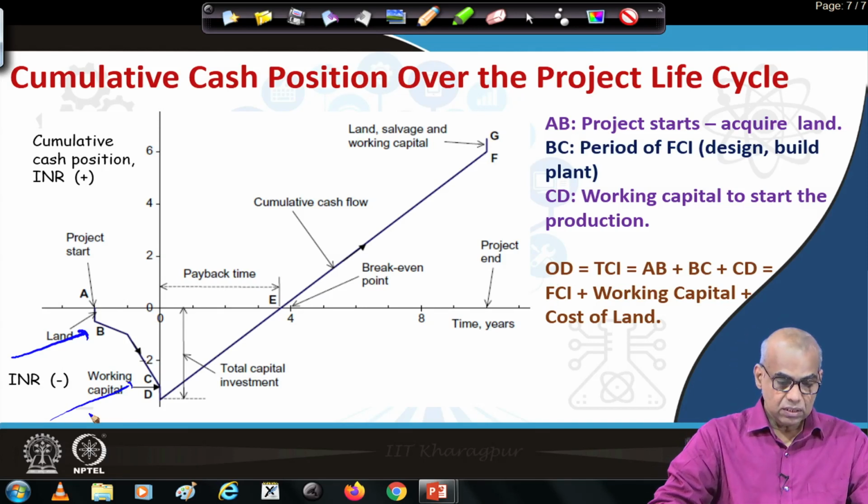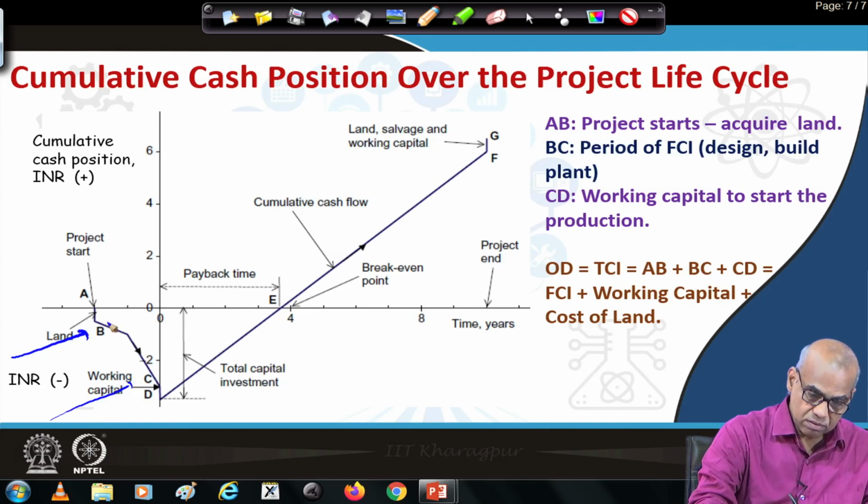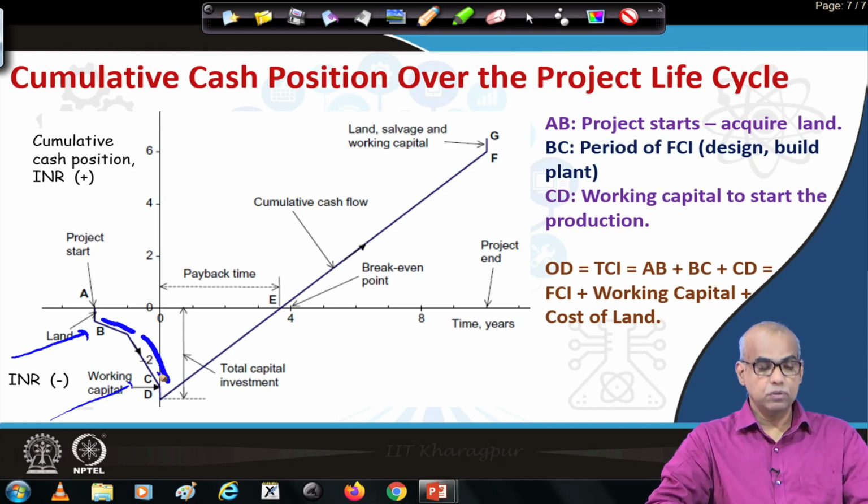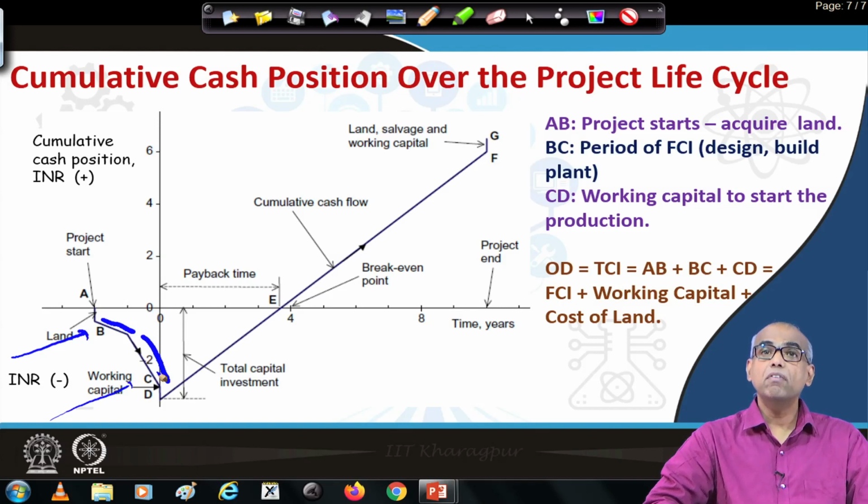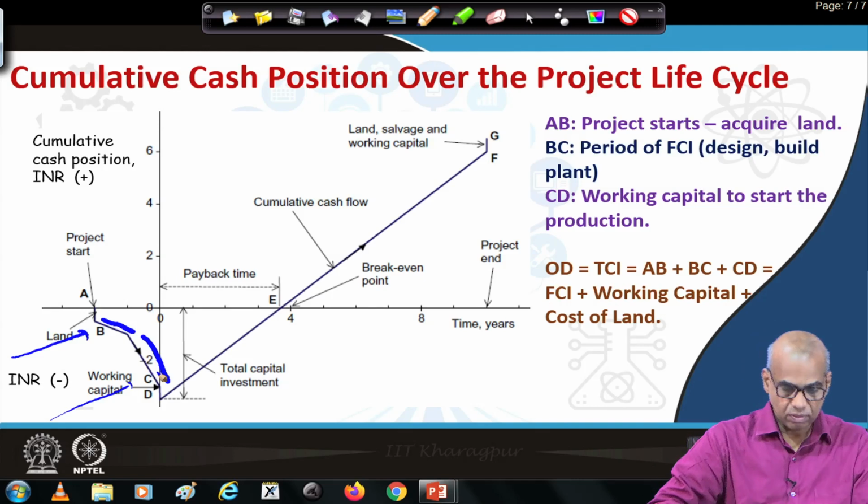Now, you see the rates are different. The rate at which you spend money is different. Initially, it is less because that may be the design phase, and then when you start building the plant, there will be heavy flow of cash. So, you rapidly invest money to your business venture.